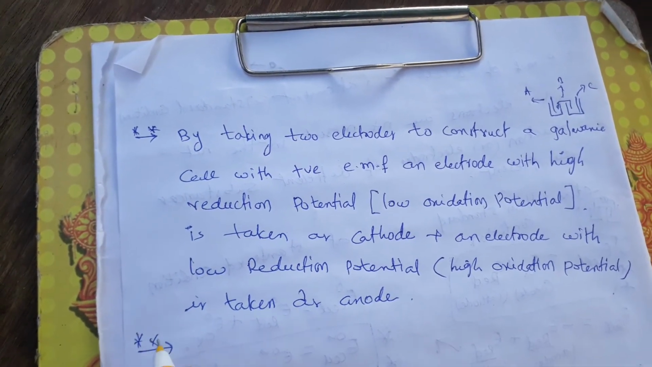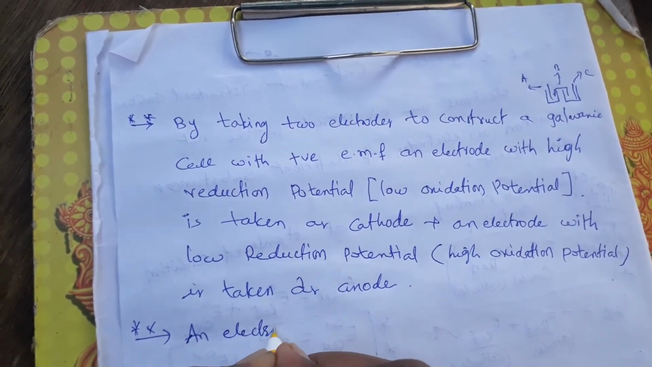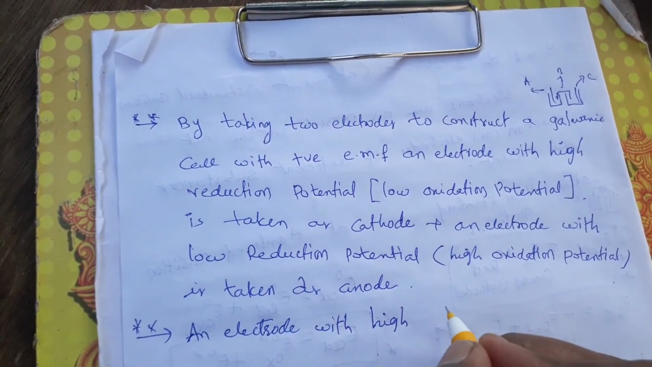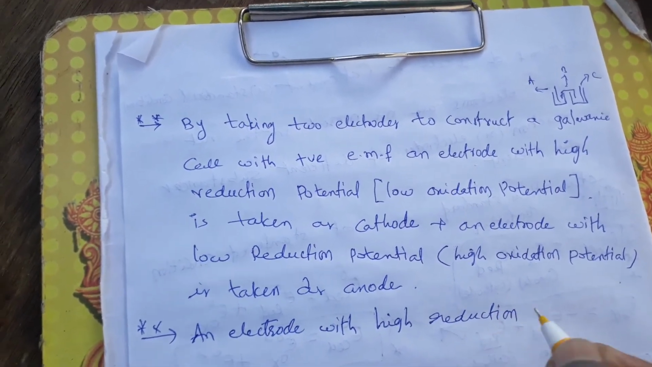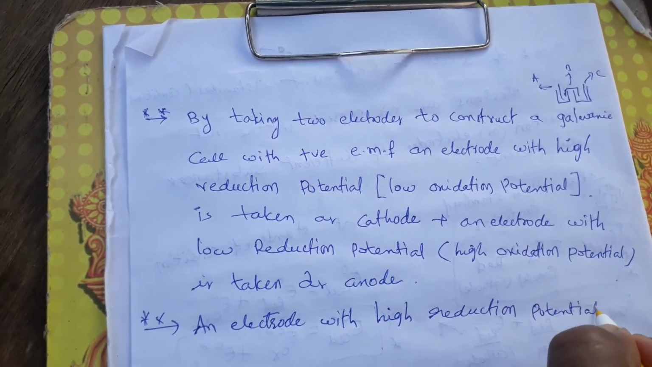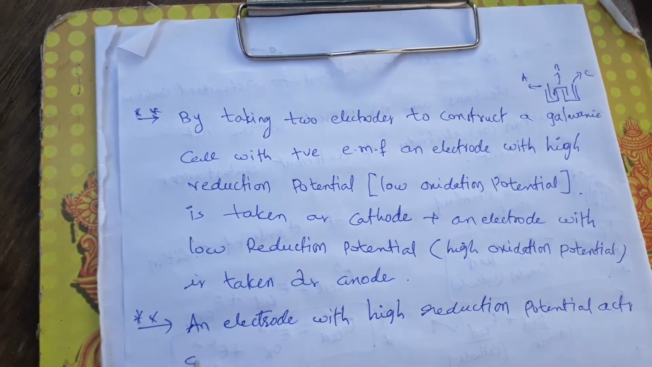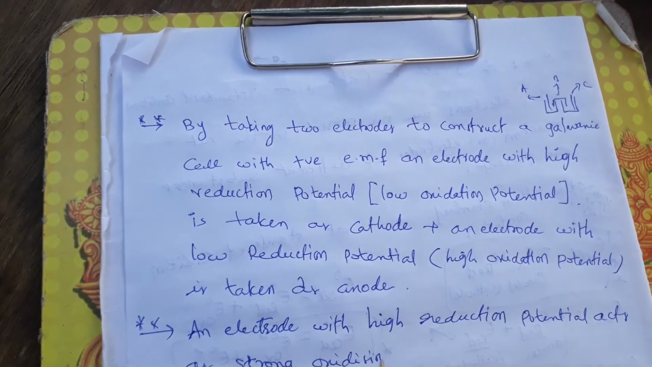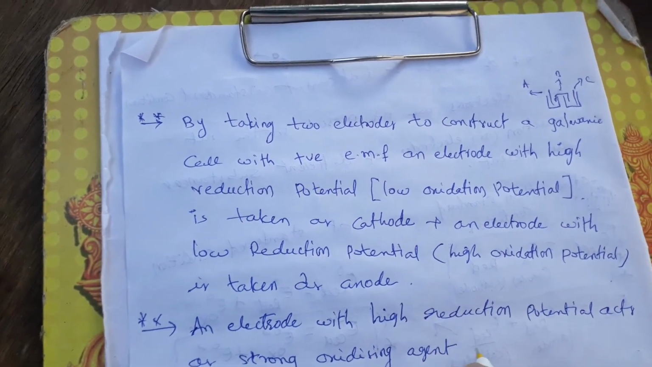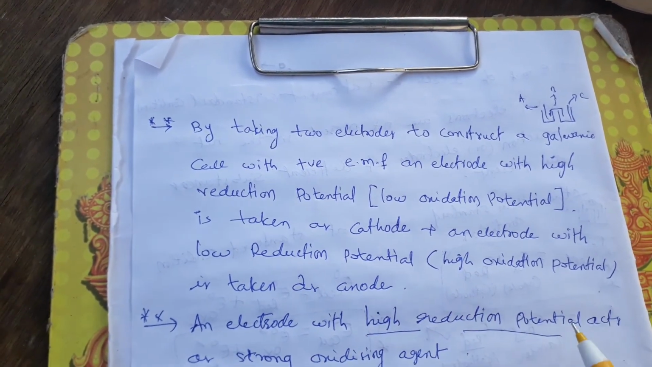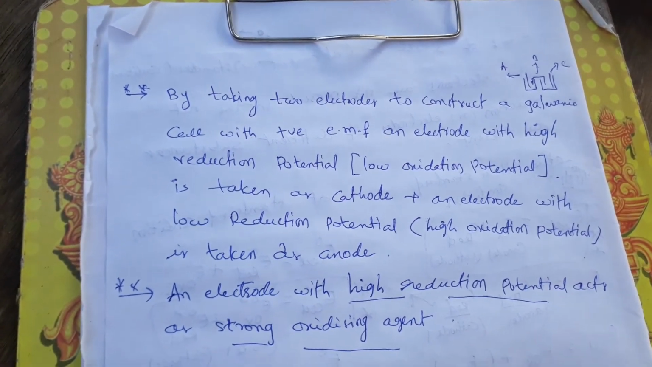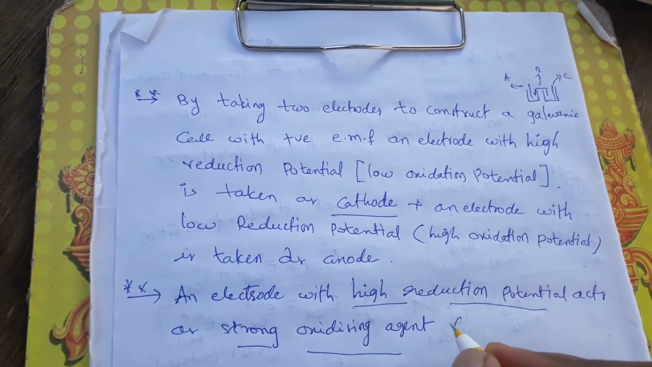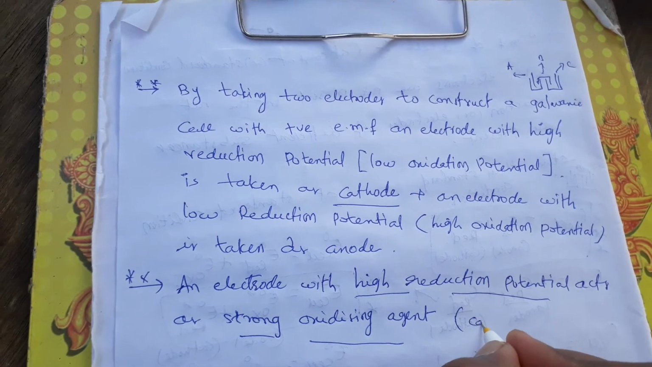Next, another point: an electrode with high reduction potential acts as a strong oxidizing agent. An electrode with high reduction potential acts as a strong oxidizing agent. That means a reduction potential is there. High reduction potential is taken as cathode. Cathode means reduction is taking place. So here it is a cathode.